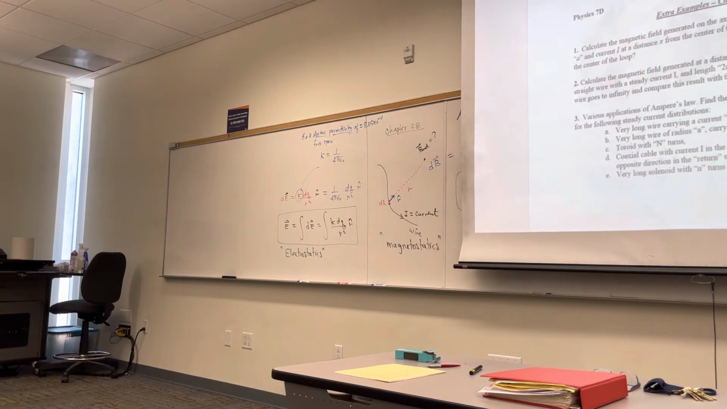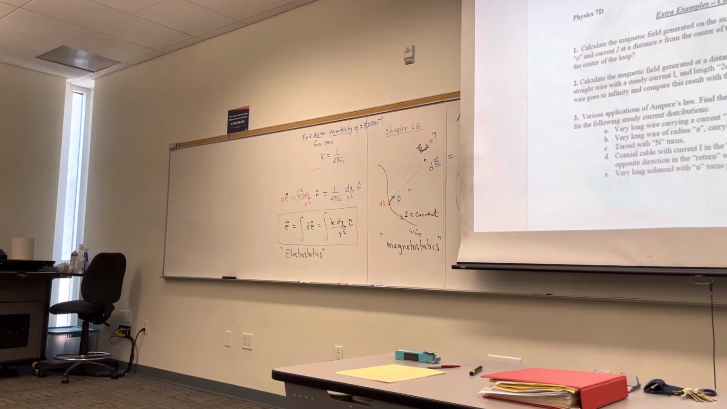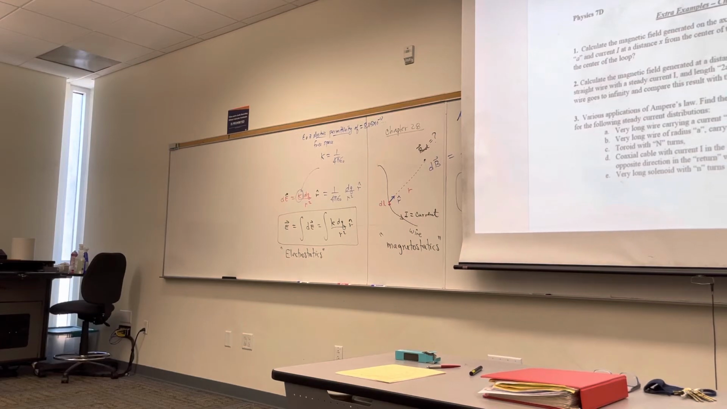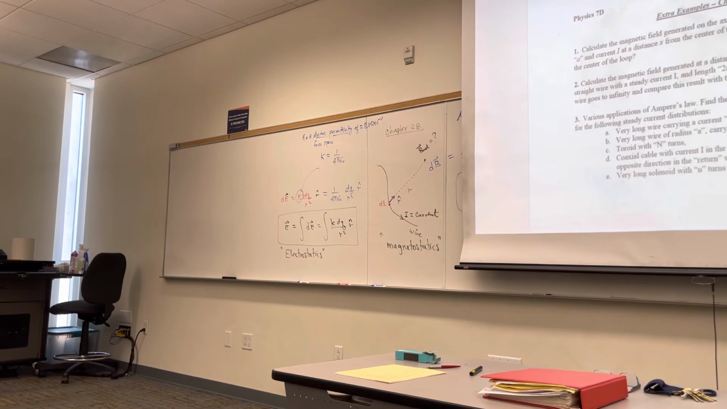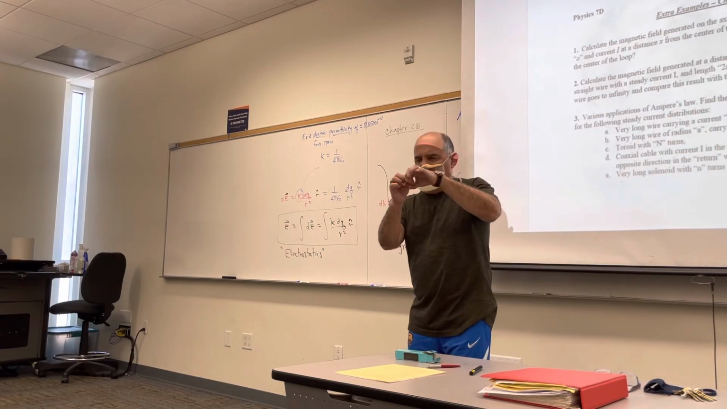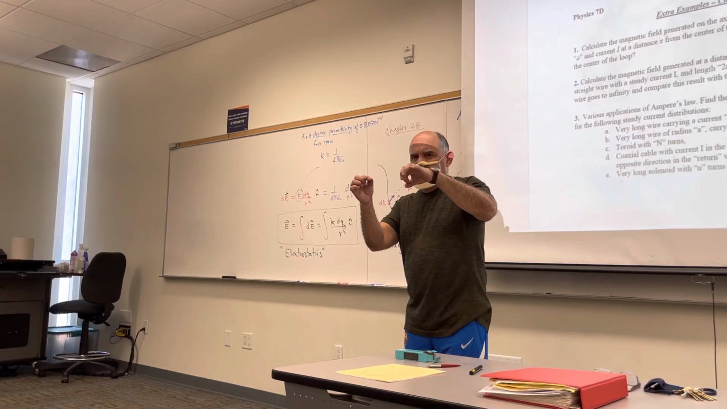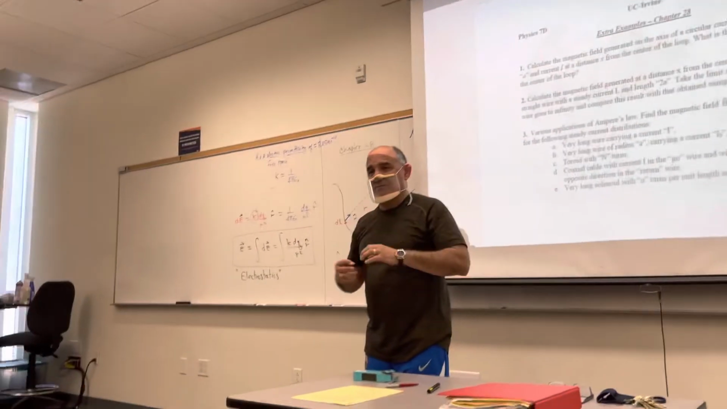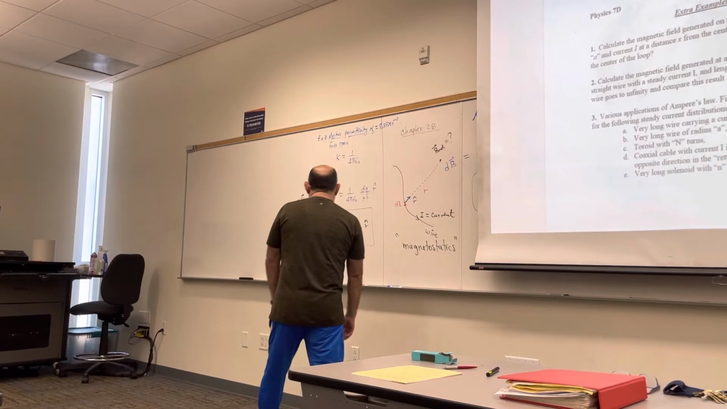Calculate the magnetic field generated on the axis of a circular current loop of radius A. The current is I, constant, right? Here it says at a distance x from the center of the loop. How about we do it first, not on the axis, but at the center of the loop. So what if we have a ring, and I want to know the magnetic field right at the center of this ring with a constant current in it? Let's do that one first. And then we'll move off the center somewhere at a distance x from the center on the axis of the ring.